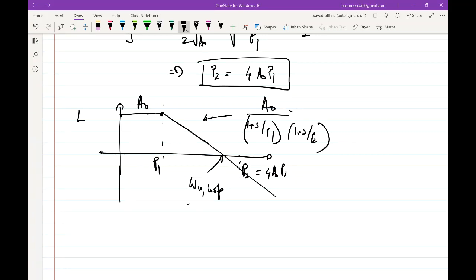Omega U loop is A naught P1. You basically do the same thing. You assume that it is in this segment, before P1, and then you find out if it's before P2, and you get omega U loop to be omega A naught P1. And since P2 is 4 times of that, it's quite clear that it will be before P2. So I can safely say this is here, and then it goes by 40 dB per decade. Okay.